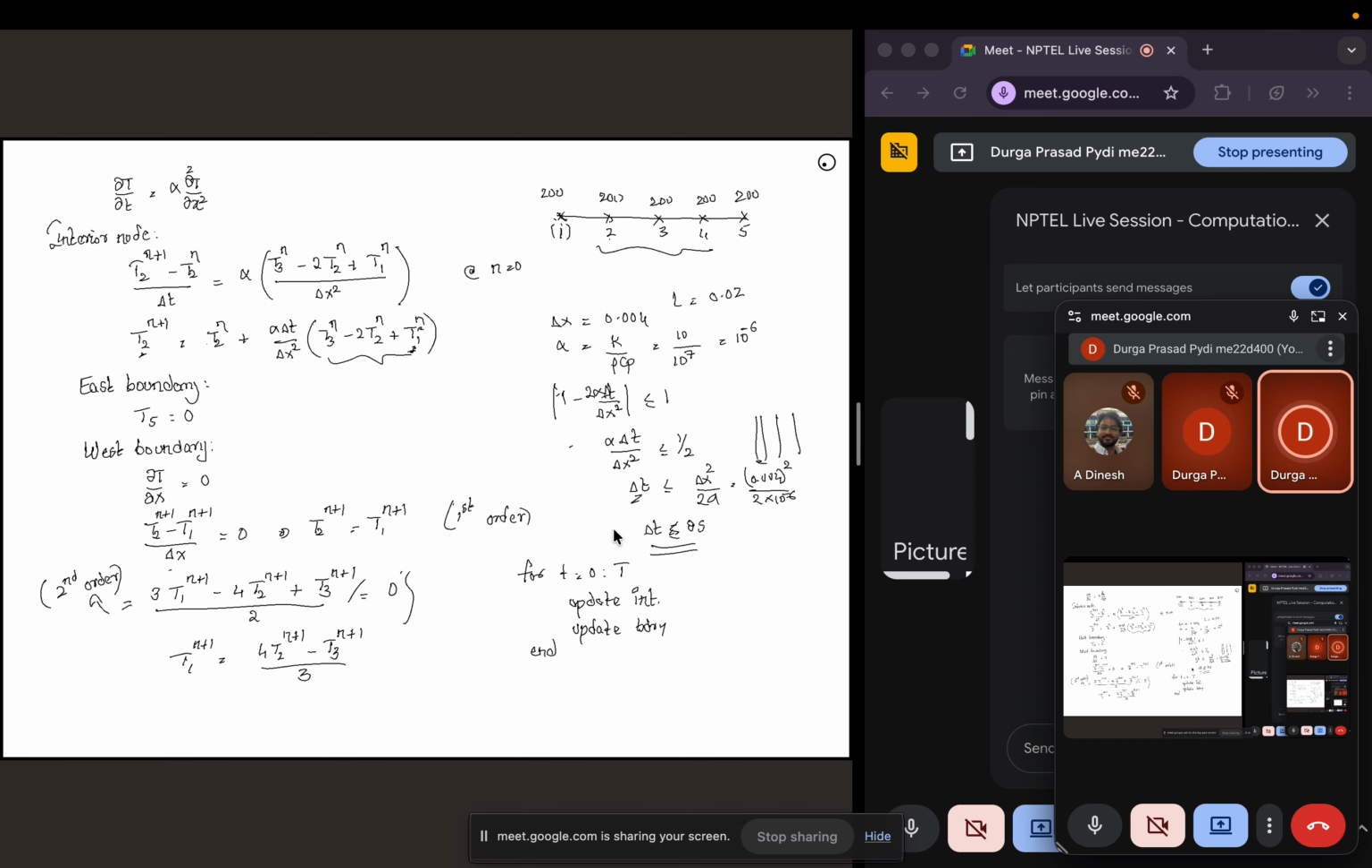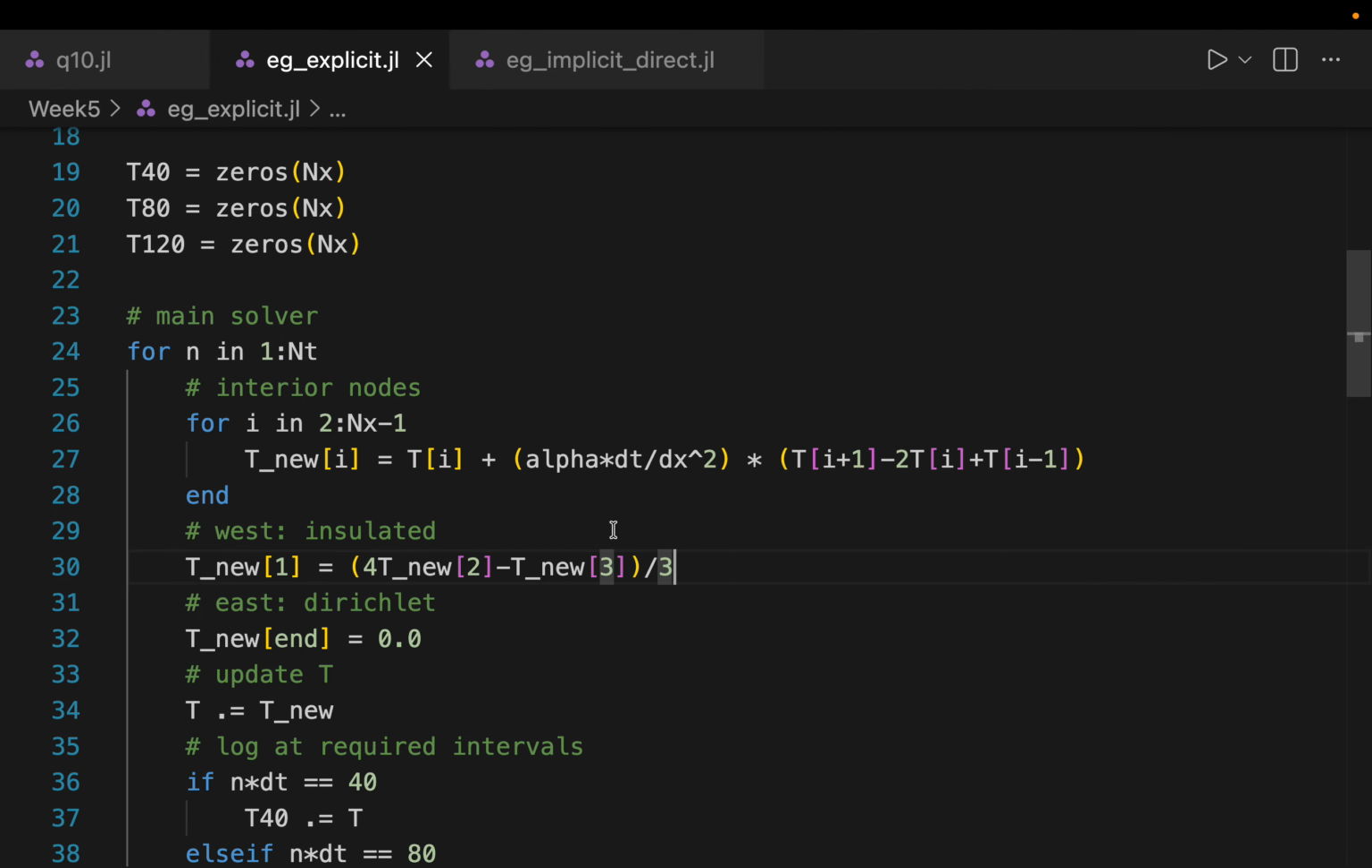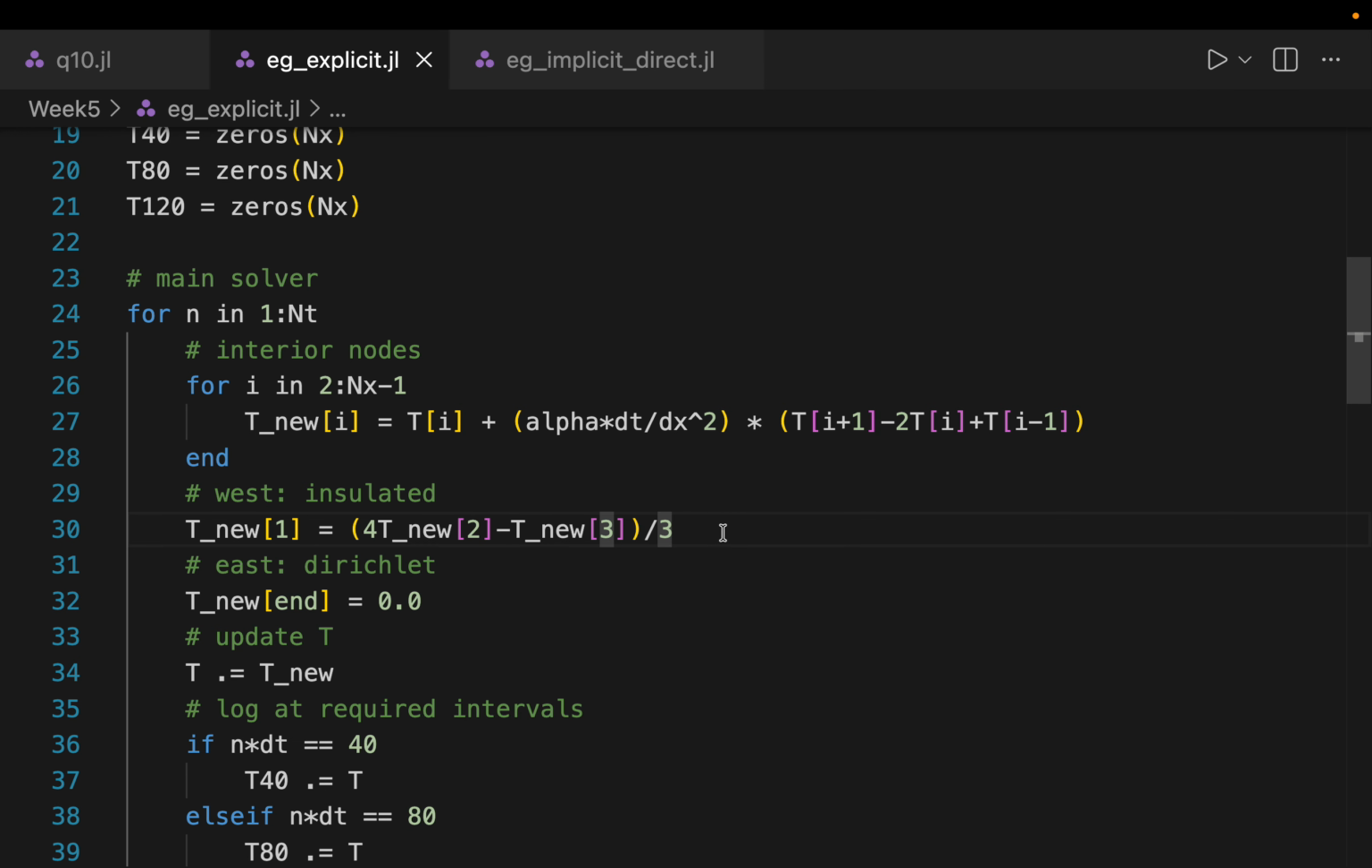If you want to use more points, you will get higher and higher accuracy as you keep on increasing. But now we will just stick with second order accuracy because spatially it is second order accurate even in the interior nodes. So that gives me this equation. So first I'll calculate for the interior nodes what is the value of temperature for n plus 1 and use that value to update my boundary conditions.